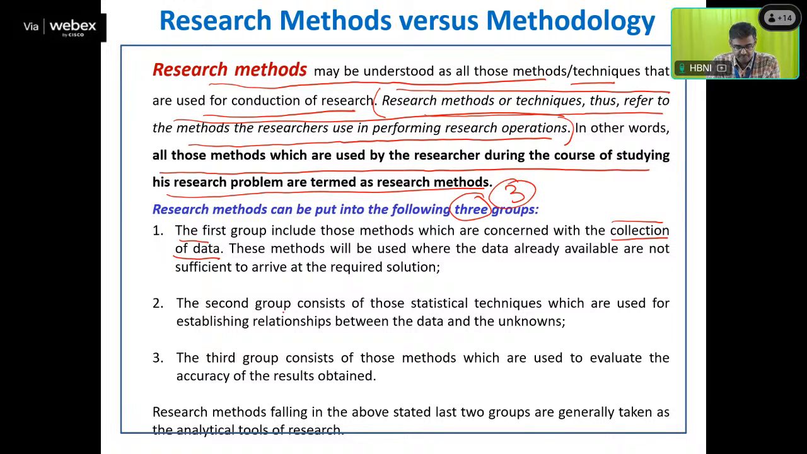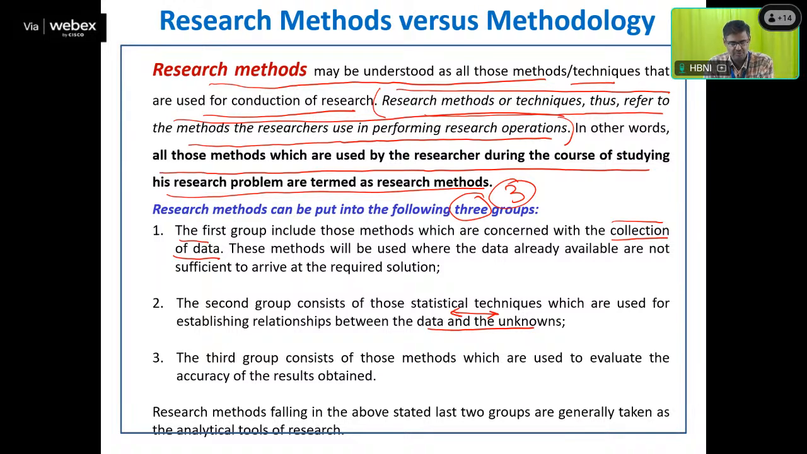What can be the second group? The second group consists of those statistical techniques which are used for establishing relationships between data and the unknowns. Basically, there will be data and there will be unknowns. So you can develop a theoretical statistical technique. You have a series of data and you see that this data varies with a square root, or square, or just directly with the property which you are measuring.